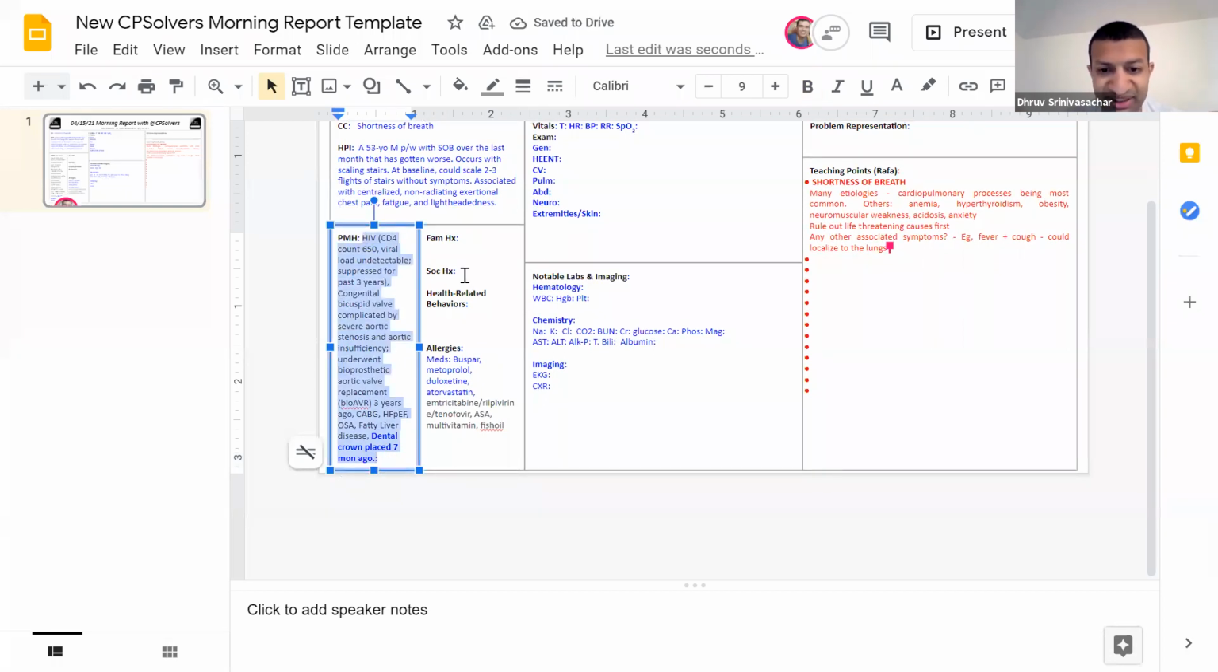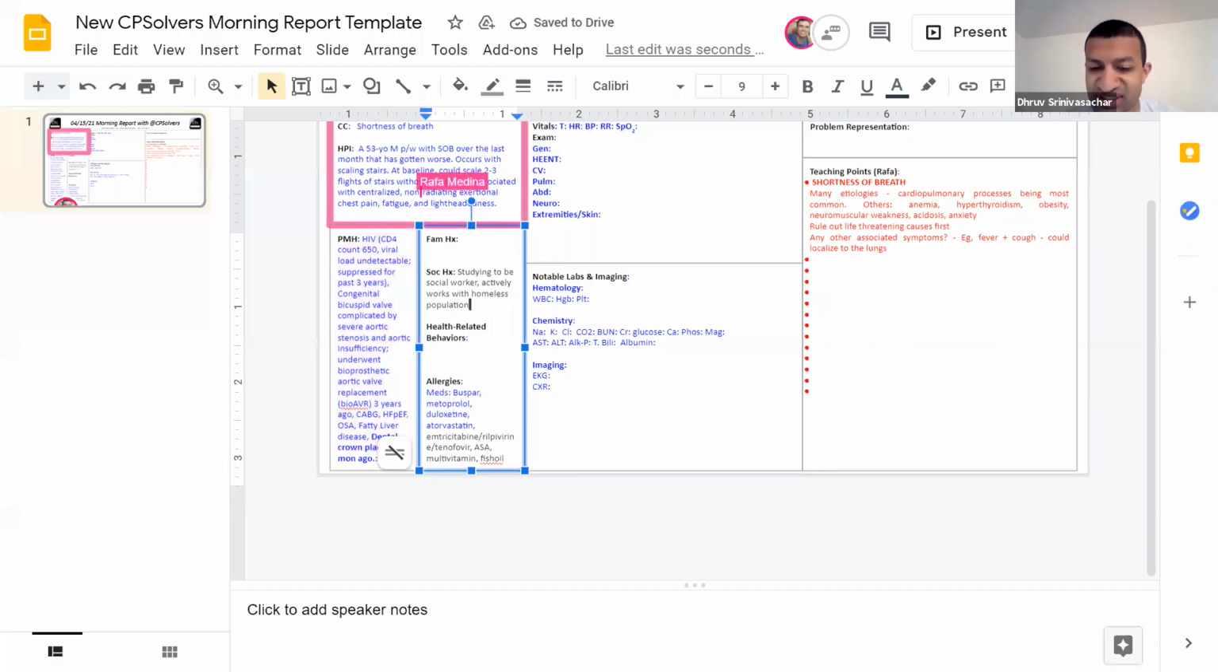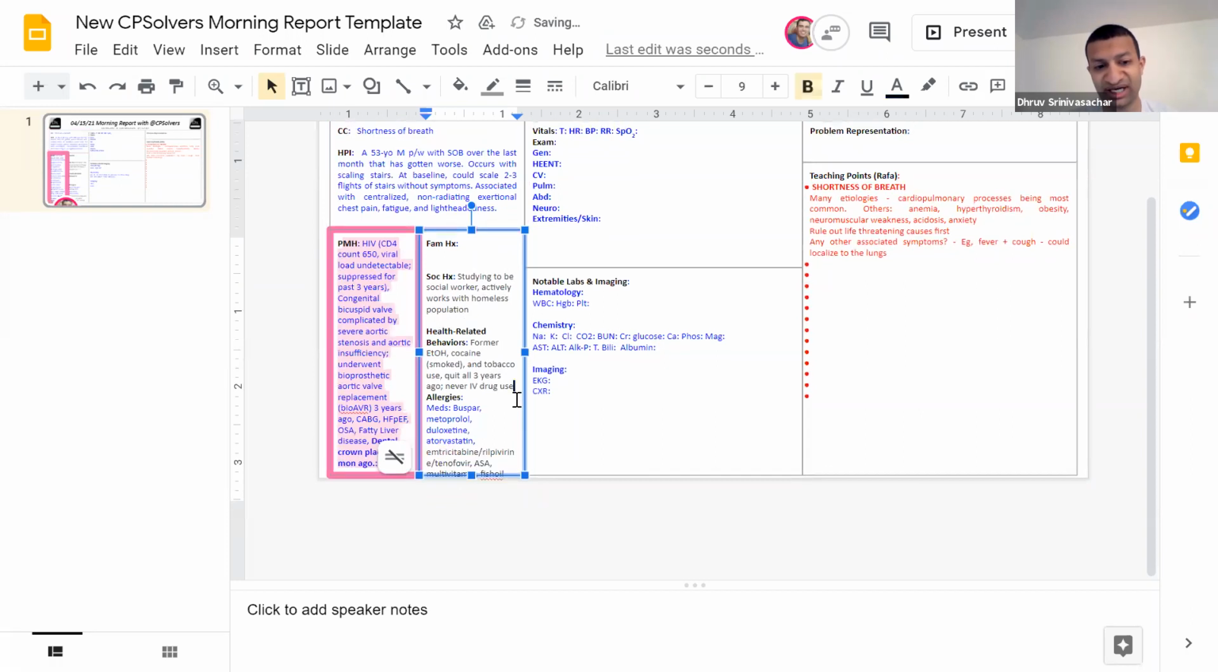So, in terms of his social history, he is currently studying to be a social worker and he actively works with people who are unhoused. In terms of health-related behaviors, he had formerly used ethanol, cocaine, which he smoked, and tobacco, and he has not used all of these for the past 3 years, and he has never had any injection drug use.